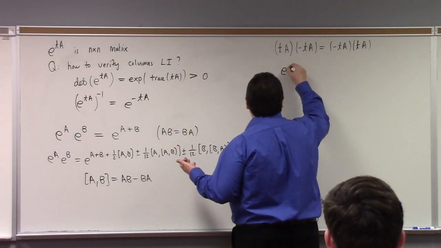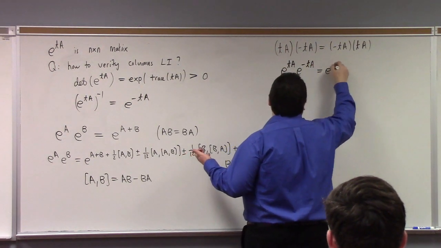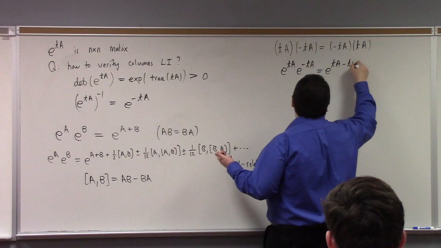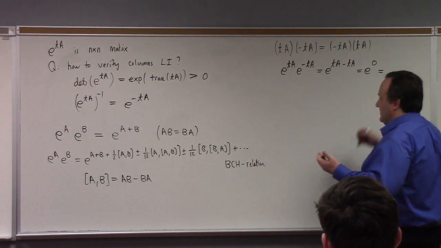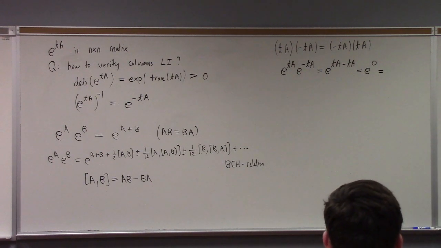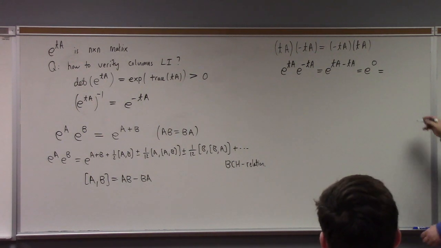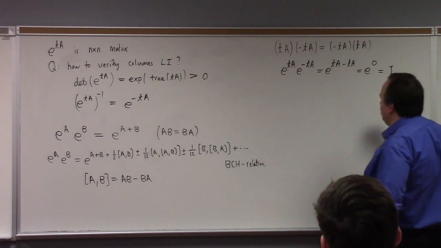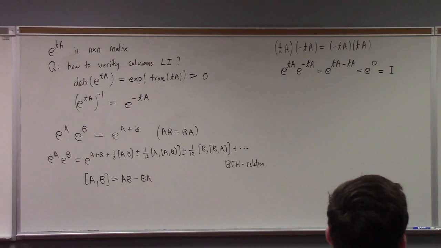We can just do e to the tA times e to the minus tA is equal to e to the tA minus tA, also known as e to the 0. What is e to the 0 matrix? Yeah, exactly. It's just I, because everything here except for the 0th order vanishes. So it is exactly the identity matrix. And that proves, as I claimed, that the inverse of the matrix exponential is just the matrix exponential with a minus.